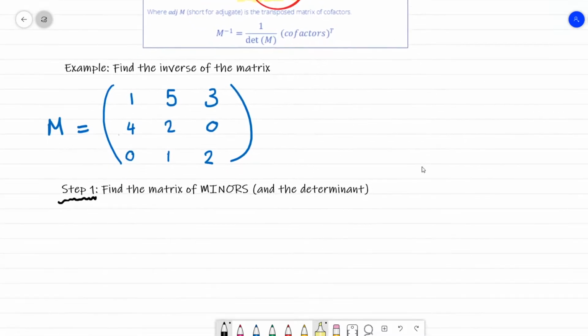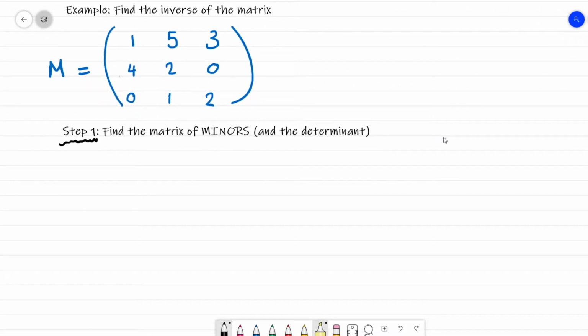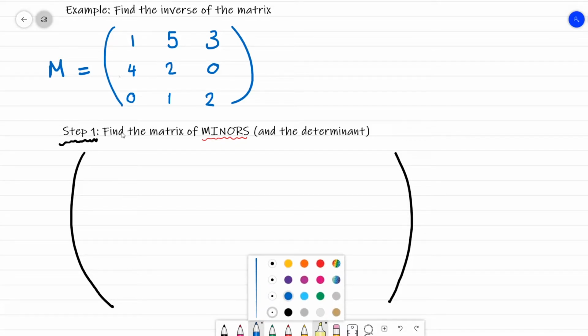So here's my matrix, 1 5 3, 4 2 0, 0 1 2. The first thing that we're going to do is find the matrix of minors. Now, a minor is the 2 by 2 determinant that you get when you ignore the row and the column of each term. So we've done some of this within the determinant calculation. Now, I'm going to make my matrix pretty big here and write it all out in full. You probably won't need to do this when you're working this out.